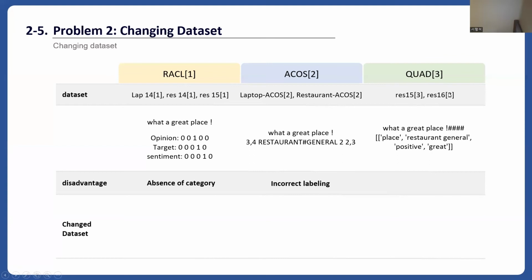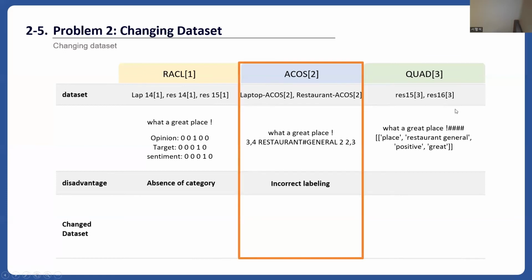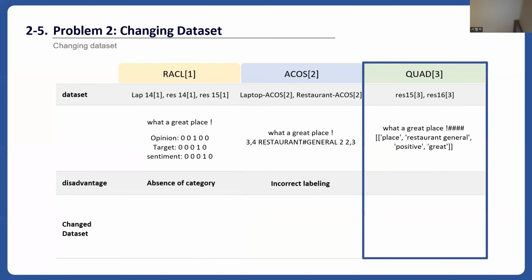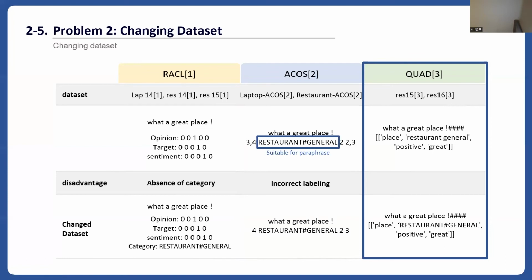Finally, the data used in the quad paper are RES 15 and RES 16. These are most suitable for the data we were looking for. Therefore, we had previously decided to use data from the ACOS paper, but instead we decided to use data from the quad paper. At this time, the category labeling from ACOS would be more suitable for the preference part of our model, so only the category was changed to that style. The finally changed data is as follows.